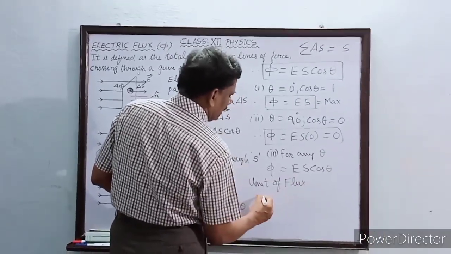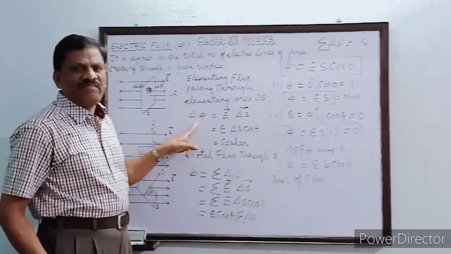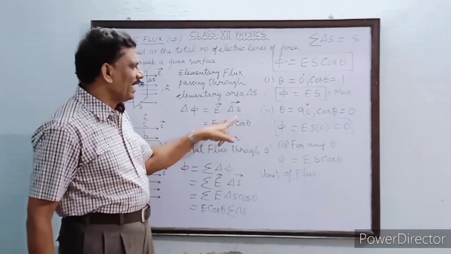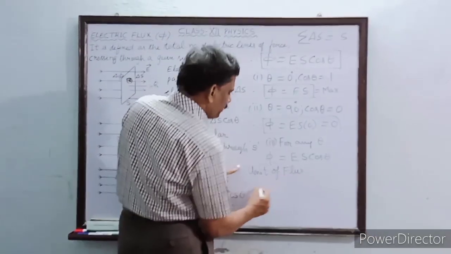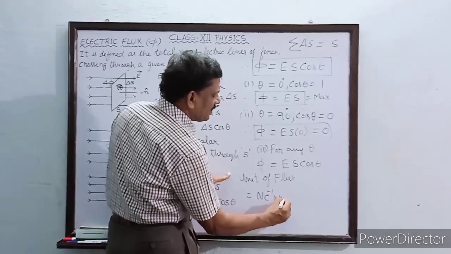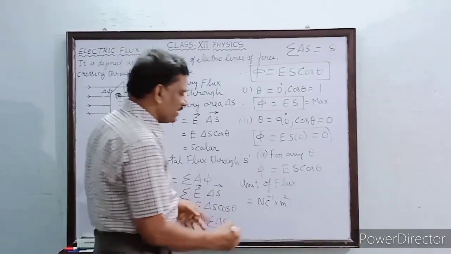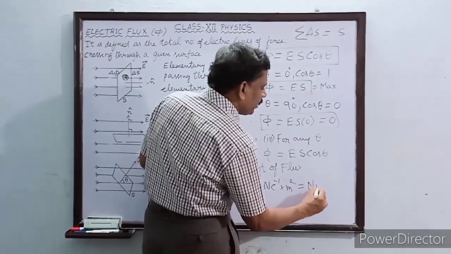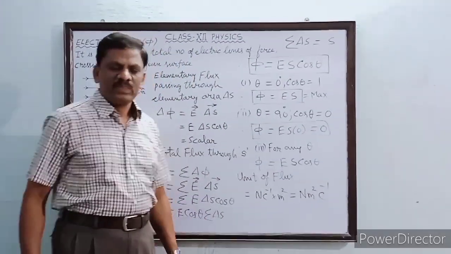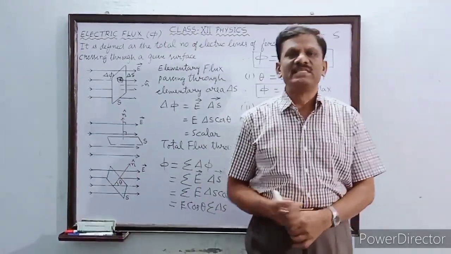The unit of flux is given by, see here, from the definition, flux is a dot product of which two quantities? That is electric field and area. So this must be equal to what? Electric field is Newton per coulomb, multiplied by meter square, which is the unit for area. Therefore, rearranging, this can be written as Newton meter square per coulomb. Newton meter square per coulomb is the unit of the electric flux, which is a scalar quantity.